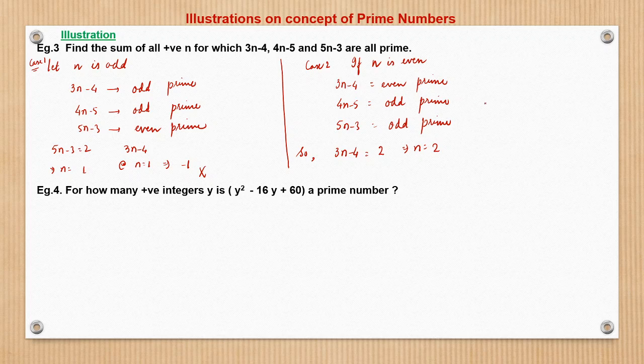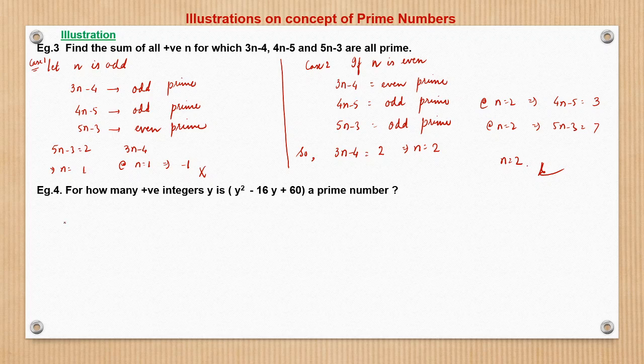Substituting n equal to 2, we get 4n minus 5 equal to 3, and at n equal to 2, 5n minus 3 is 7. Both 3 and 7 are prime numbers. So n equal to 2 is the only possible solution, right? So on positive n, only n equal to 2 is the answer. So the summation will automatically be 2 only.